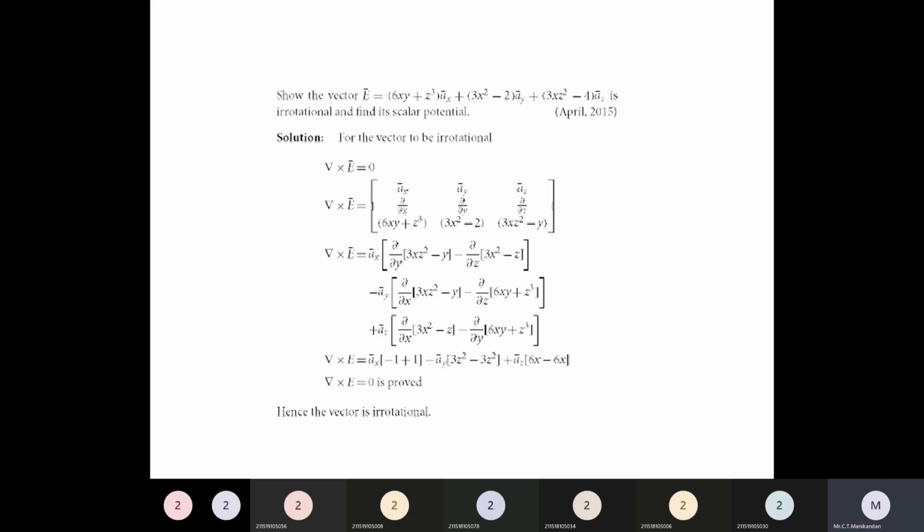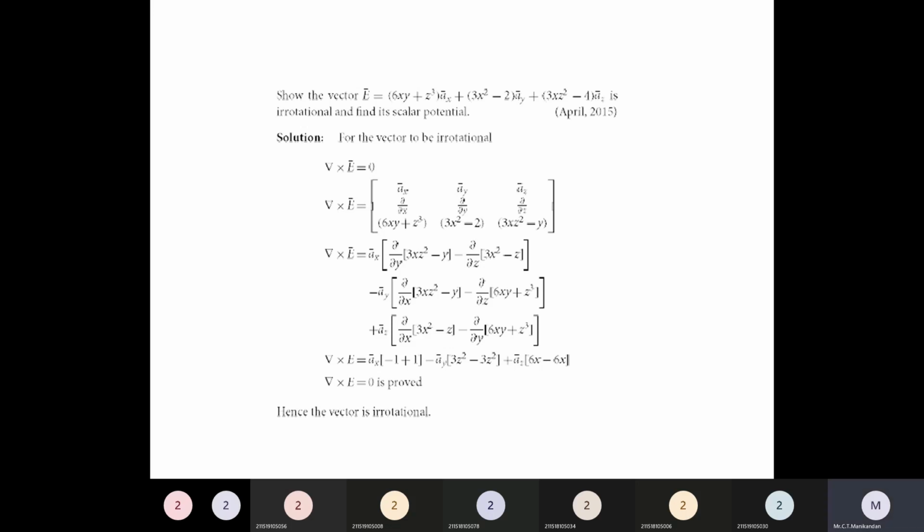From the concept of curl. So what is the condition for irrotational? If you take the curl of the vector and if we are getting the answer as 0, then we can say that vector corresponds to irrotational. That vector corresponds to an irrotational field.